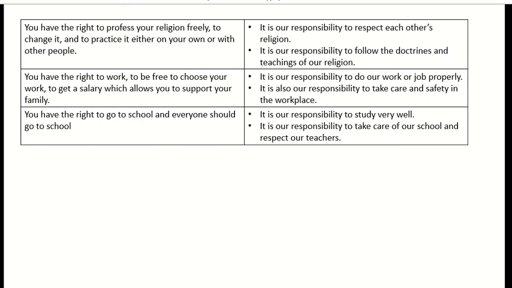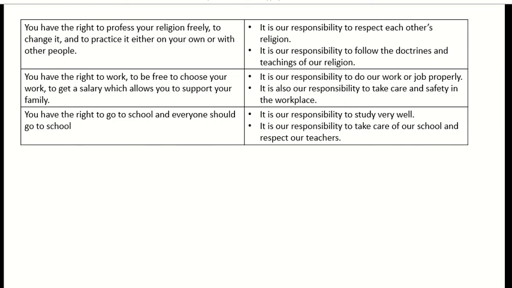It is also our responsibility to take care and safety in the workplace. So, sinasabi dyan, karapatan din natin o responsibilidad din natin na maging maingat sa ating pagtatrabaho, no? Para hindi tayo makagawa or maaksidente, para hindi tayo makasira ng mga kagamitan sa ating trabaho, no? So, that is our responsibility.